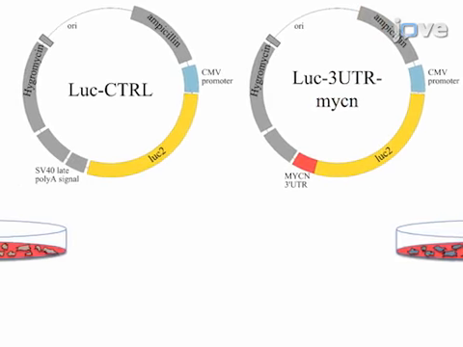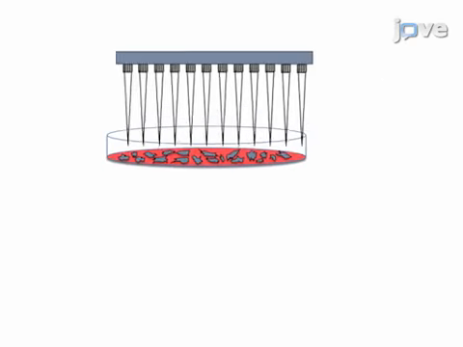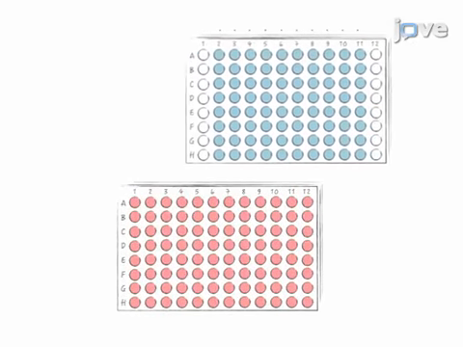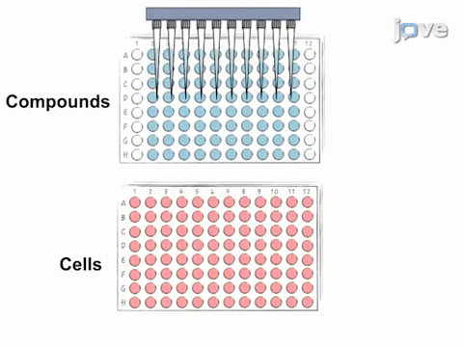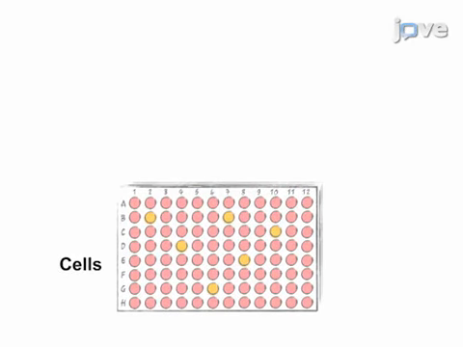Then stably integrate the two plasmids into a disease-relevant cell line. Seed the cells carrying the chimeric transcript in 96 well plates, treat them with a library of compounds for 24 hours, and then identify the molecules that affect luciferase activity.